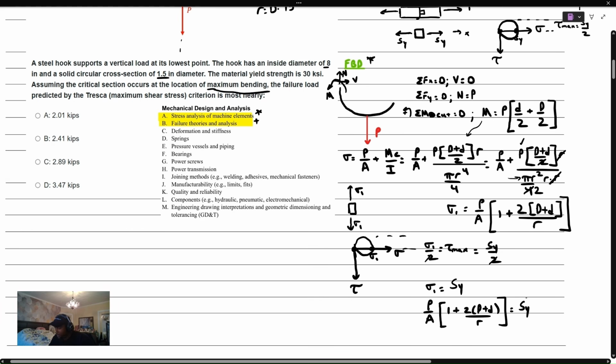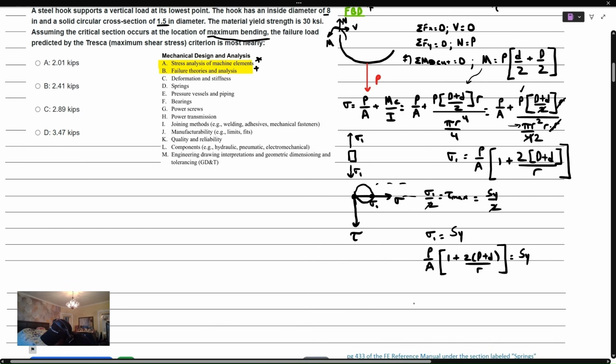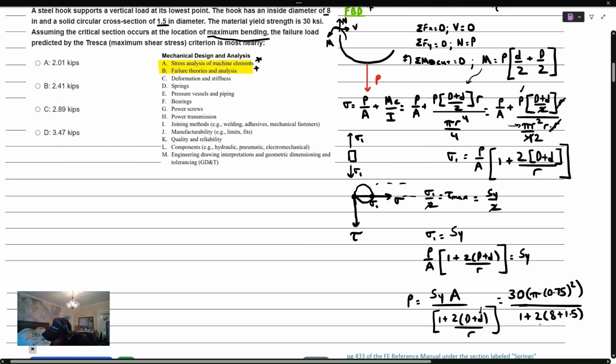And if we solve finally for our load P, if we remember it was 30 KSI, our area, that's just pi times the radius squared, or half of this little d, which was 1.5. So we have a quarter right here. Pi r squared is our area, divided by 1 plus 2 times big D was 8, small d was 1.5, and we're going to divide by the radius. That is technically half of the small d, which is 0.75. We plug this in, and it is equal to 2.01.